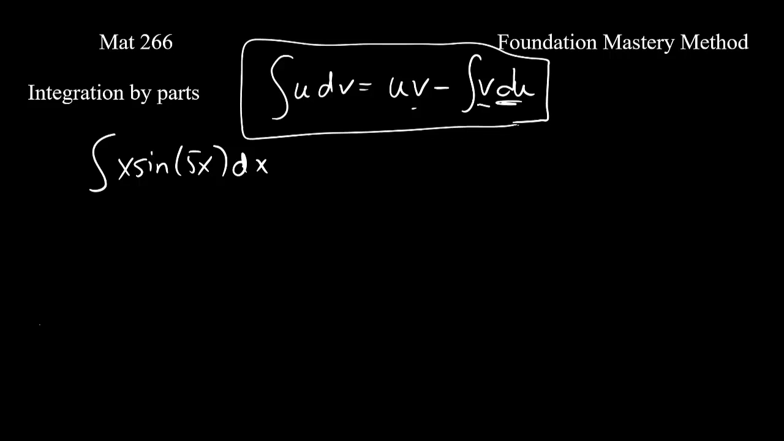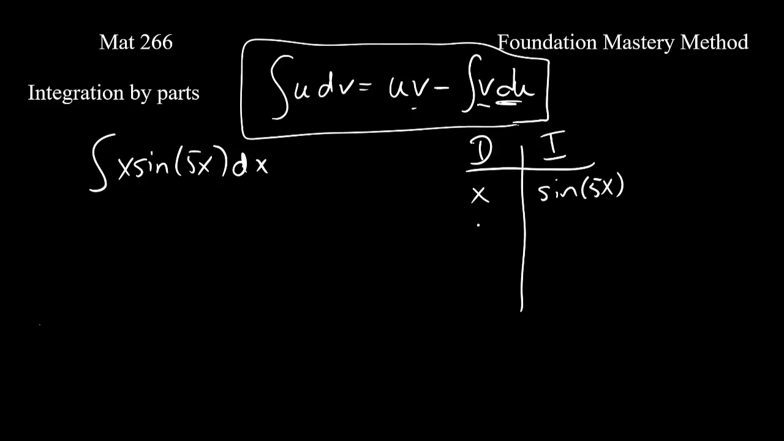So now let's look at the same problem, only using our shortcut. So remember here, we set up a table, and on the left, we're going to put the function that we're taking the derivative of, the algebraic function in this case, and over here, we're going to be putting the function that we're integrating. So here, the u and the dv. So in this case, u was x, and dv was sine of 5x.